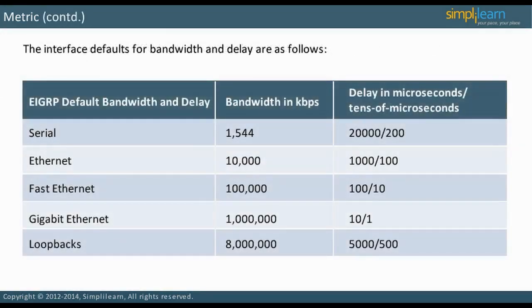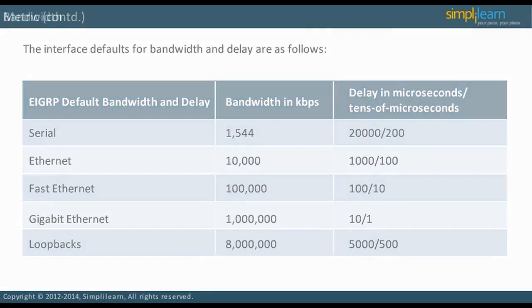The interface defaults for bandwidth and delay are as displayed on the table. In this table, for each interface default, bandwidth and delay values are provided. Bandwidth is given in kbps and delay in microseconds per tens of microseconds. Take some time to go through this table. Let us look into the bandwidth command in the next slide.